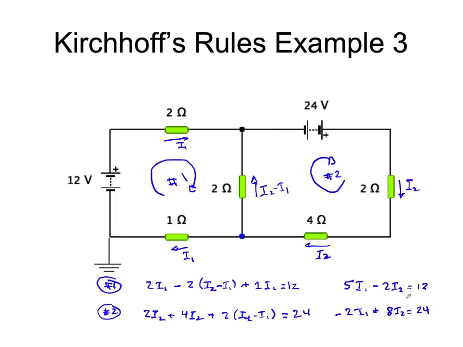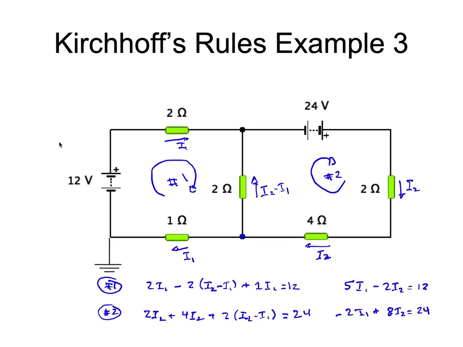So here's my two equations. If you plug that into your Inspire, so checking it, we get I1 equals 4 amps and I2 equals 4 amps. Both positive, which means that these directions were all correct. This is 4 amps going this way, 4 amps going this way, 4 amps going this way, 4 amps going this way. But there is something interesting right here.